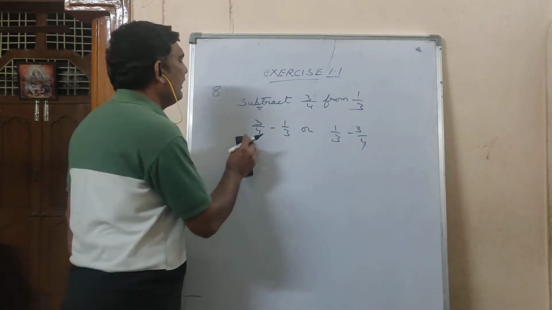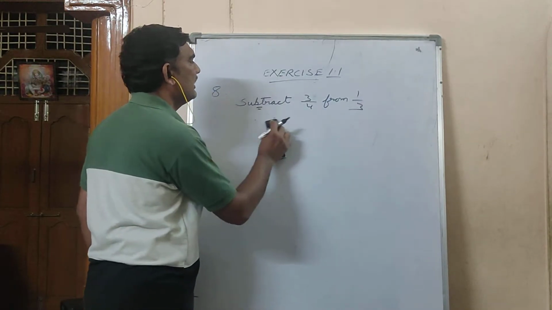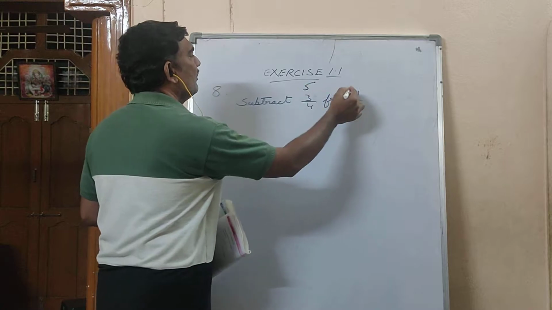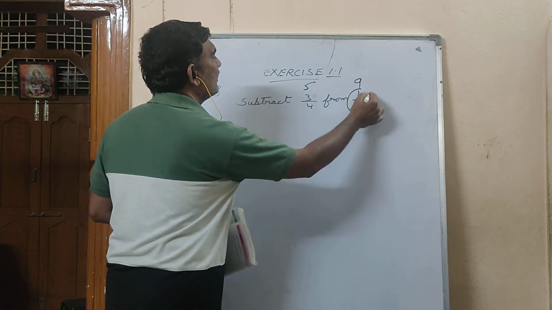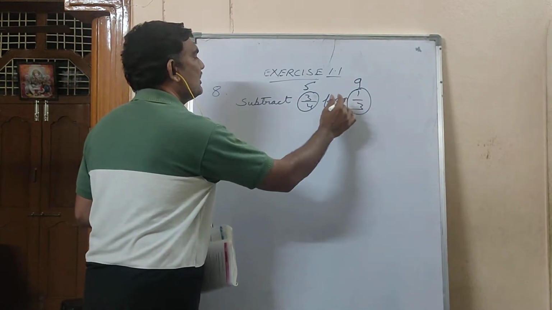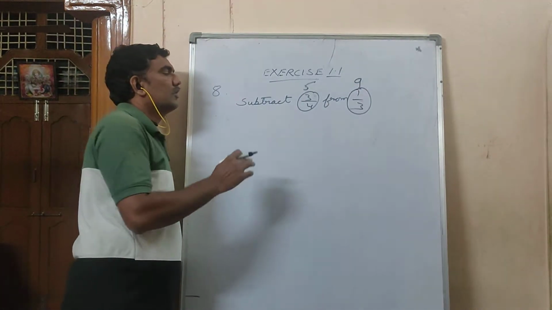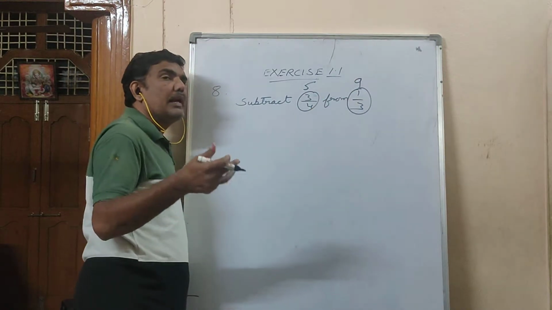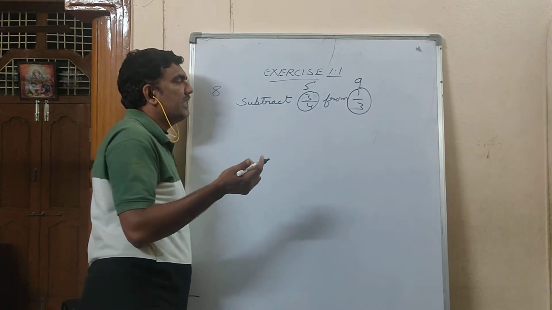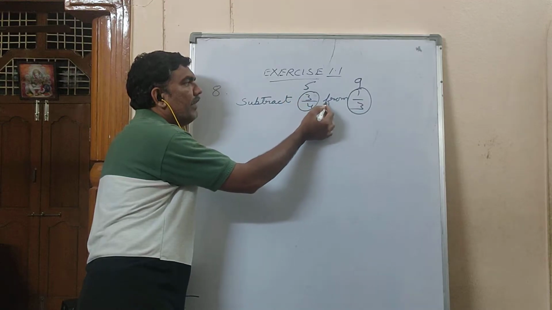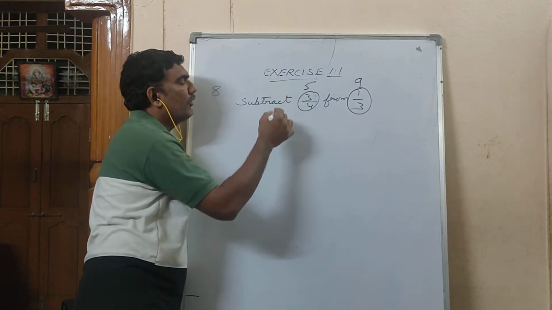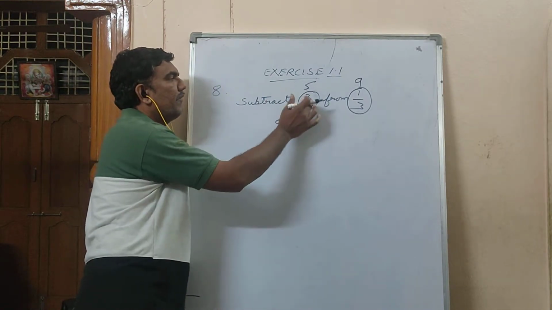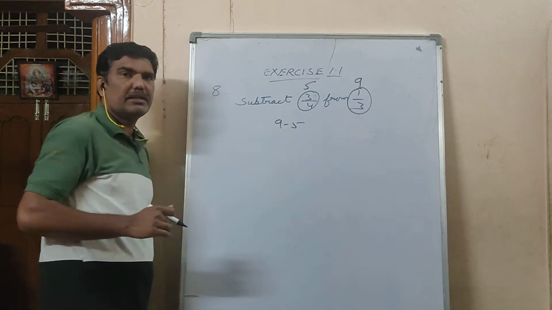Make a meaningful sentence. That is: subtract 5 from 9. I am leaving the fractions for now. What I am saying is subtract 5 from 9. Now you will understand. He is saying you should subtract 5. From where? From 9. Means you write 9 minus 5. Subtract 5 from 9 means 9 minus 5 should be written.